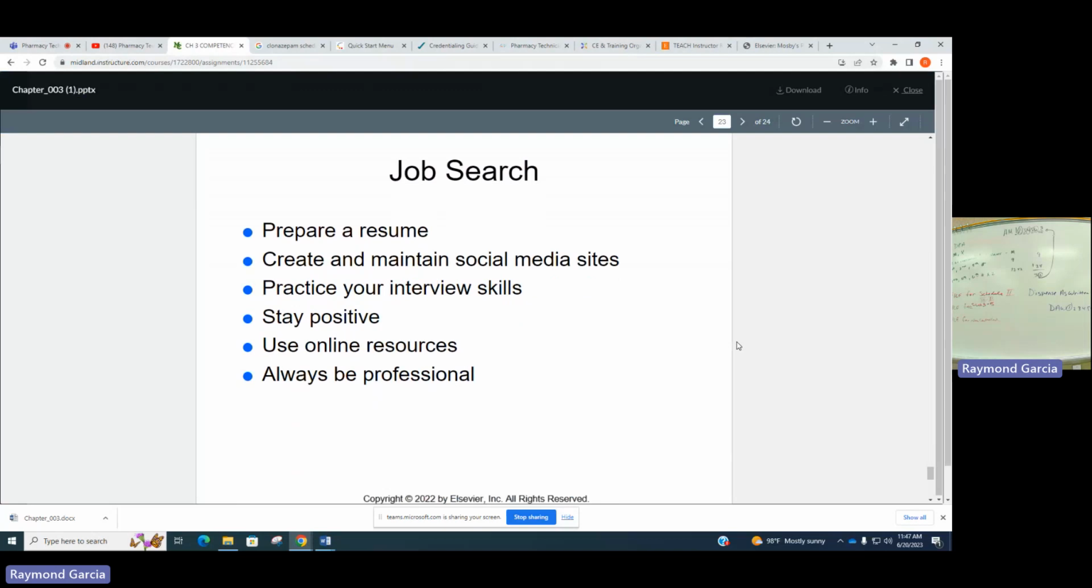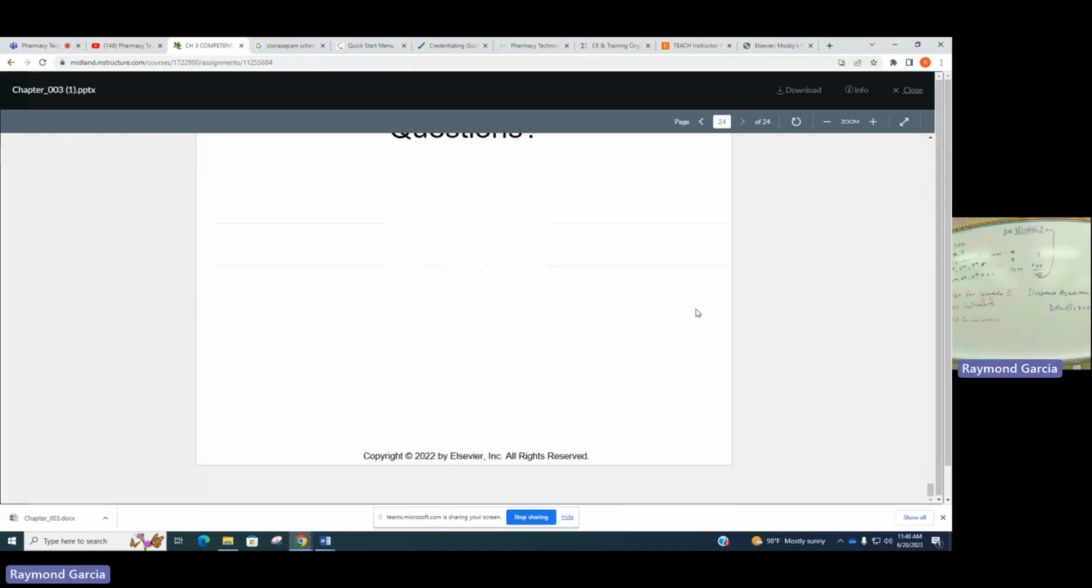So again, if you're going to be looking for a job, it's good to prepare a resume, create and maintain social media sites. Highly recommend LinkedIn for jobs to communicate with you. If you want them to get a hold of you, you don't want to give them your Facebook or Instagram or TikTok. Practice your interview skills. Stay positive. Use online resources, and always be professional. That's it on chapter 3.